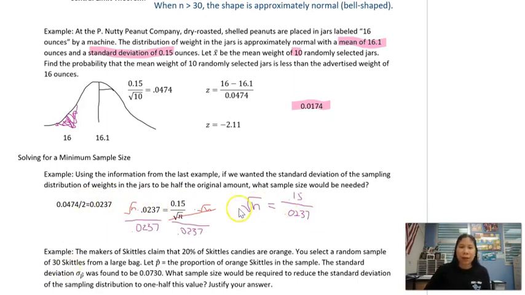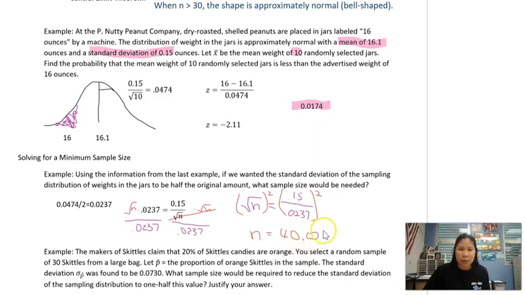And once I do that, if I want to get rid of a square root, the opposite of a square root is just squaring both sides. So finally, I can just square both sides, and squaring will get rid of the square root, leaving me with just n equals whatever this number comes out to be. So the 0.15 divided by 0.0237, whatever decimal I get from that, squaring it, I get my answer. So that actually comes out to be like 40.06-ish.